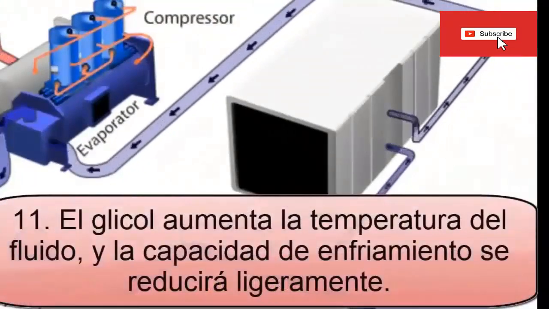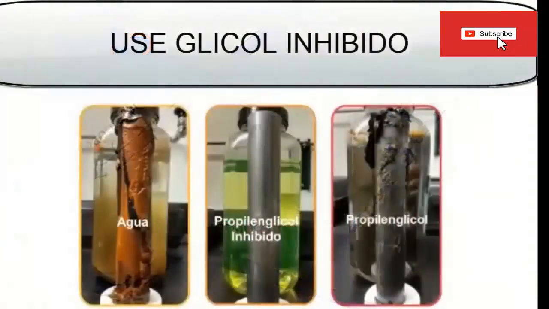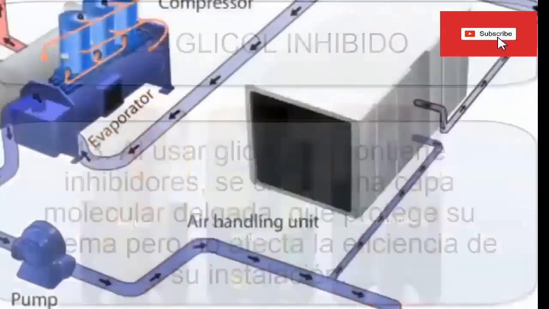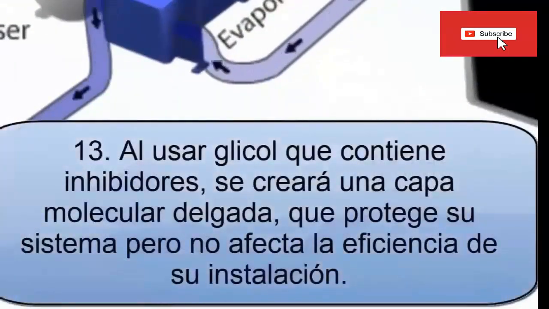11. Glycol increases the viscosity of the fluid, and the cooling capacity will be slightly reduced. 12. Glycol, due to its chemical makeup, is corrosive to metal in its uninhibited form, which means it will cause your chiller's internal plumbing to corrode, scale, and rust, sometimes too quickly to be noticed before a problem arises. 13. By using glycol that contains inhibitors, a thin molecular layer will be created, which protects your system but does not affect the efficiency of your installation.